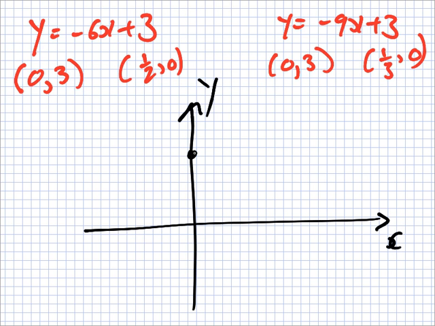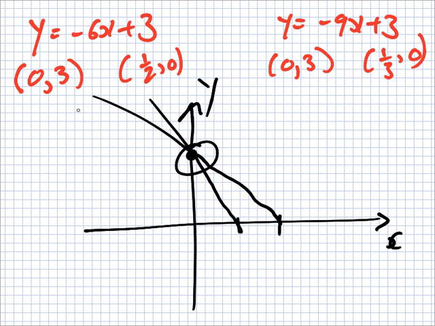There's the point (0, 3), and there's (a half, 0) and (1/3, 0), and I barely have to do anything here because I can see that they both meet at (0, 3), since it's a point they both share. That one was a fortunate one. I knew before I drew it that they should meet at (0, 3) because they had the same y-intercept.